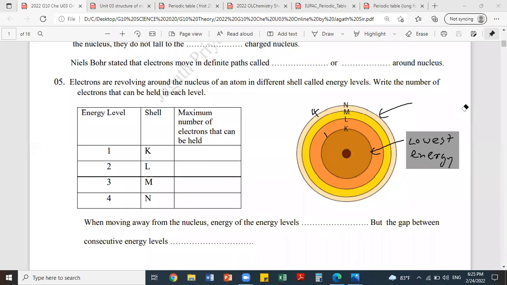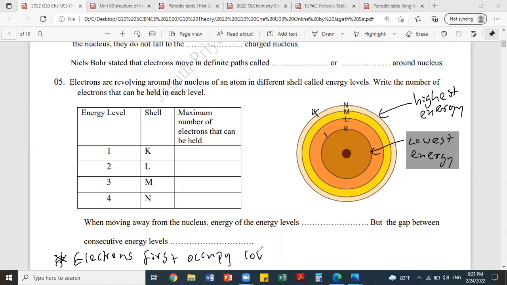One more thing you have to write here, at the bottom of this page: electrons first occupy the lowest possible energy level before filling into the higher level. Lowest possible energy level.